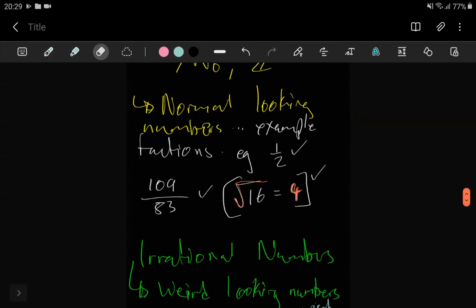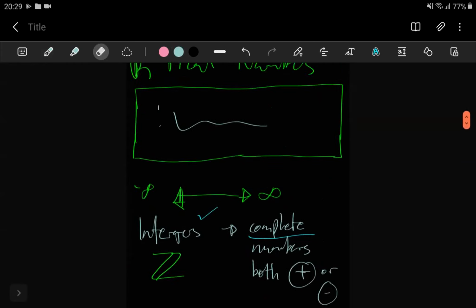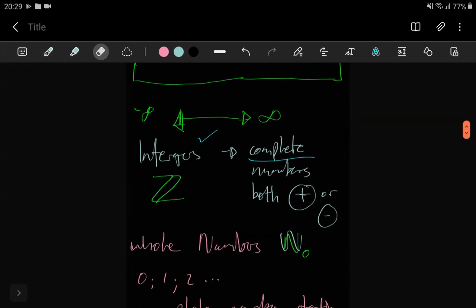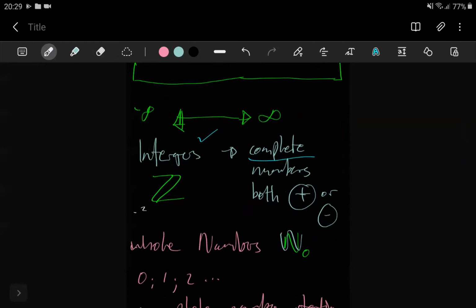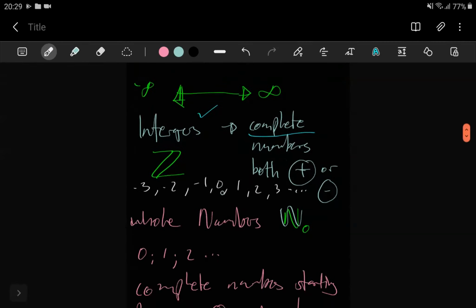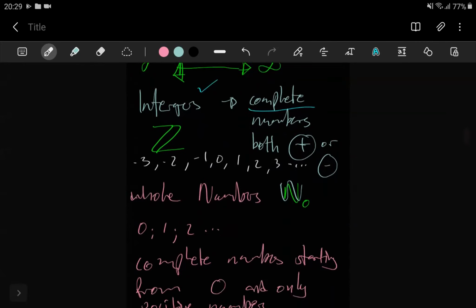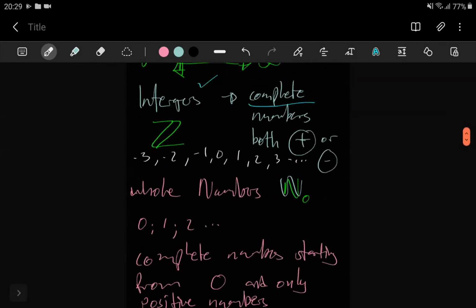You see, inside real numbers, you have everything else. Some of them are integers, of which we said integers are just complete numbers, both positive and negative. So it's numbers like -3, -2, -1, 0, 1, 2, 3, going on and on, all the way from negative infinity to positive infinity, but only complete values. Whole numbers, we said, only start from 0 going onwards to the right. Natural numbers, we said, only start from 1 going to the right.